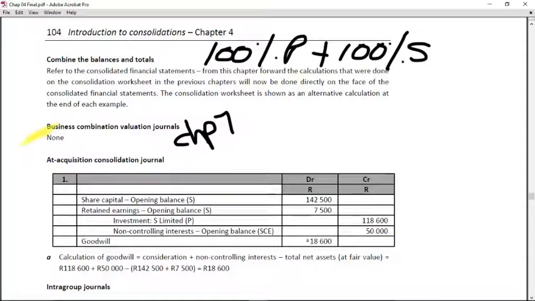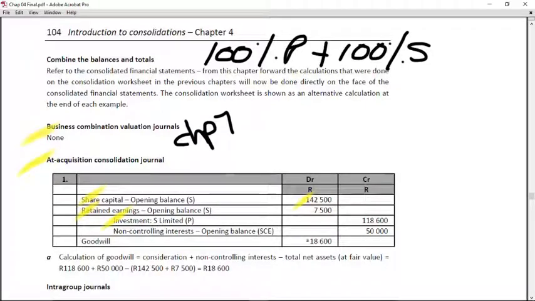So the first consolidation journal entry we will look at is the at acquisition consolidation journal entry, where we eliminate the at acquisition equity of the subsidiary against the investment made by the parent as the common items. All of these amounts were given. The 142,500 Rand is in the trial balance as share capital of S, and the additional information mentioned that the share capital didn't change since acquisition date, and that's why we can use it as the at acquisition share capital.